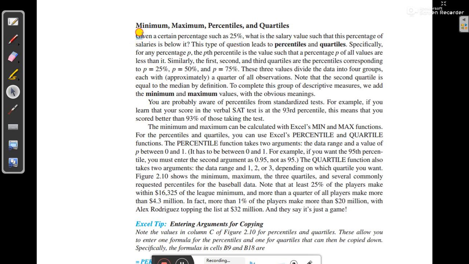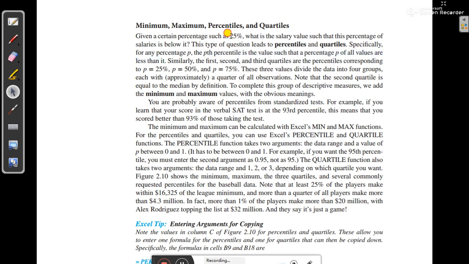Suppose here you can see, given a percentage such as 25%, what is the salary value such that this percentage of salaries is below it? This type of question leads to percentiles, or we can say quartiles. Specifically, for any percentage P, try to note it or remember it, the Pth percentile is the value such that a percentage P of all values are less than it. Do you get it?